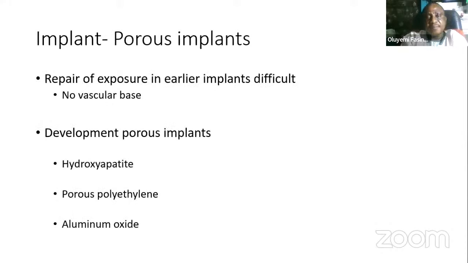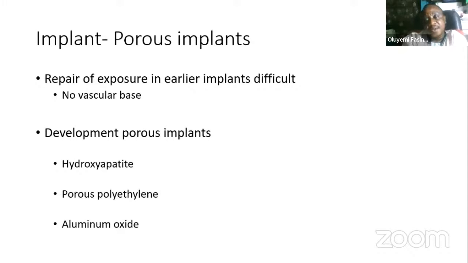Now, the earlier implants are not porous. They are like the PMMA and the silicone. There's no vascular base for them, and as such, the risk of exposure is much higher, and when this happens, it's much more difficult to repair. So this led to the development of what they call the porous implants: the hydroxyapatite, the porous polyethylene, and aluminum oxide.